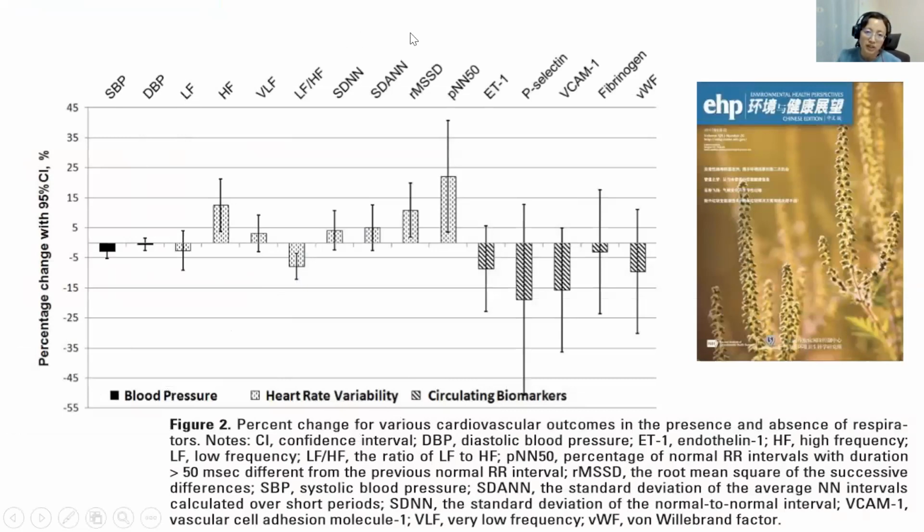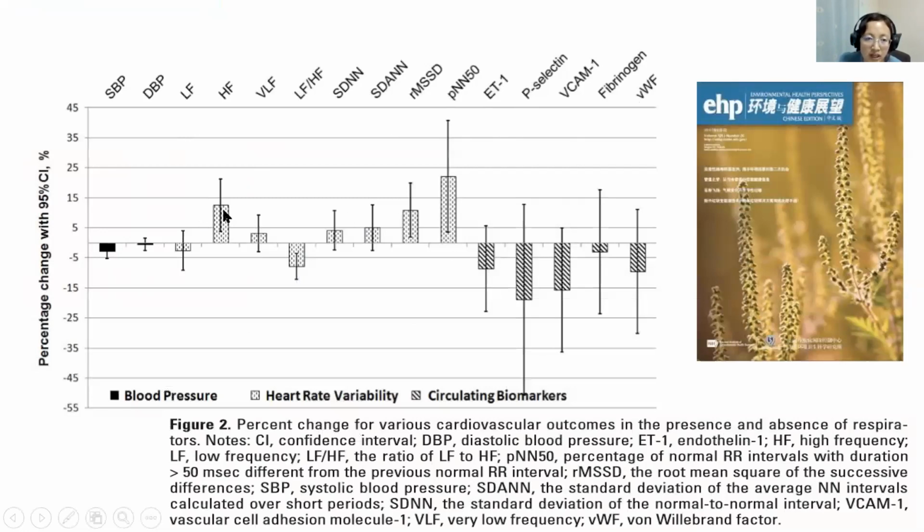Then the health effects were calculated for blood pressure, and the middle part is still about heart rate variability. For the last 5 parts, we took blood samples, separated the serum, and measured biomarkers for inflammation as well as for blood coagulation indicators. So the general conclusion based on these results is that for blood pressure, there is a lower trend, or a lower level of blood pressure, for people wearing respirators.